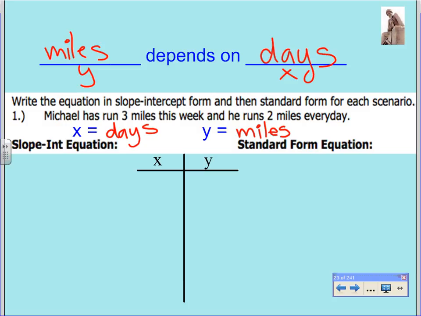Maybe it's Wednesday and he ran 2 miles every day. So we can add up the total to see how many miles he has run so far this week. Y always depends on X. In this case, miles always depends on days. If you want to start from this to determine what X and Y are in this scenario, that's fine with me. Okay, give me a head nod. Are you with me?